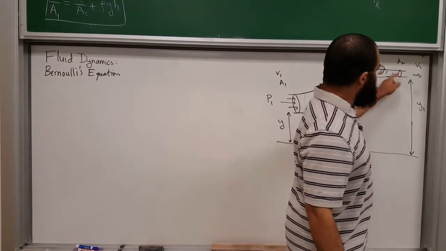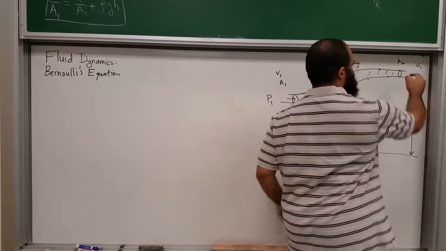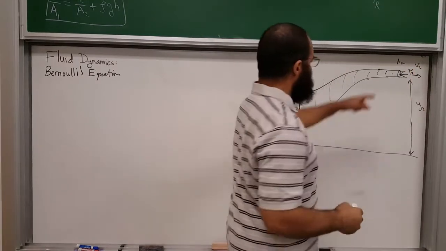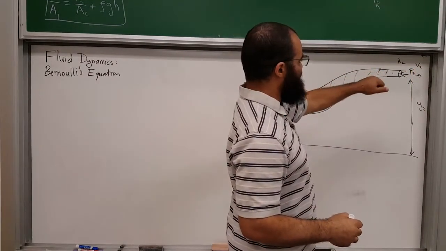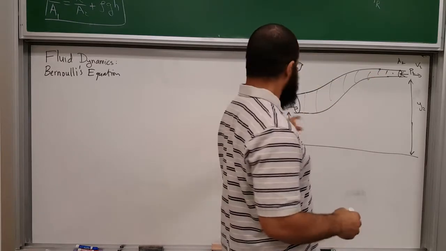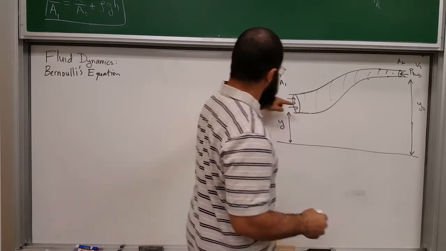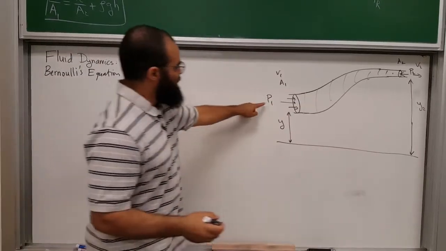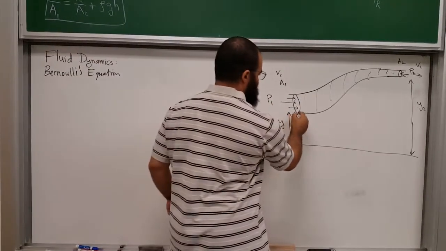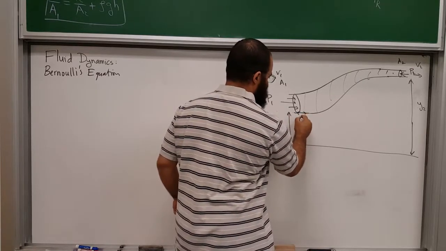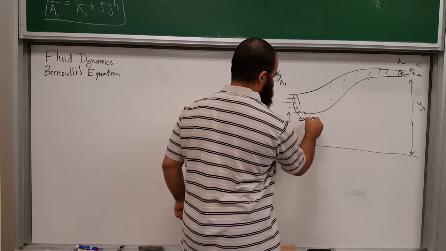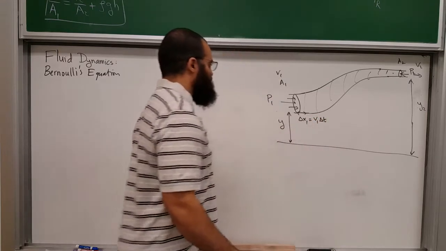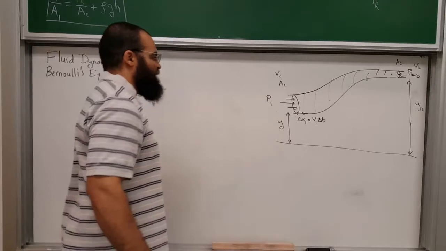The fluid here pushes the fluid in front of it, so it gets pushed back, and the pressure here would be P2. So the force there would be P2 times the area, but it's in the backward direction, and here the P1 times the area, and it's in the forward direction. So let's see what the work done by this force is as the fluid moves an amount delta x. Let's call it delta x1, and it's equal to V1 times delta t.